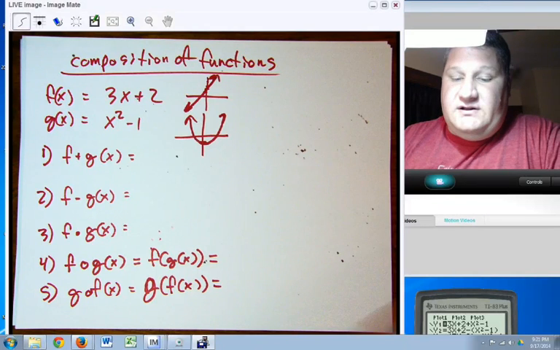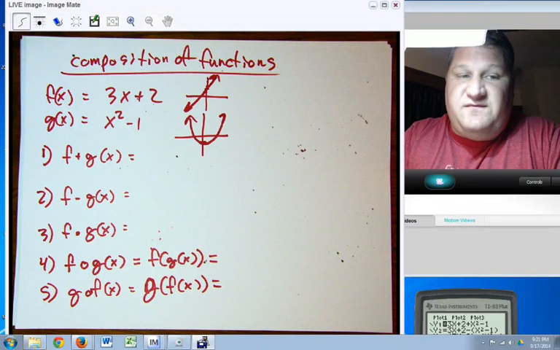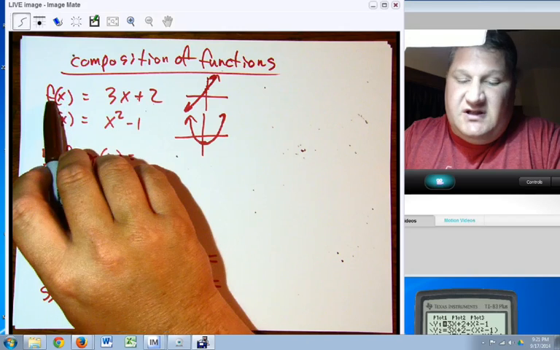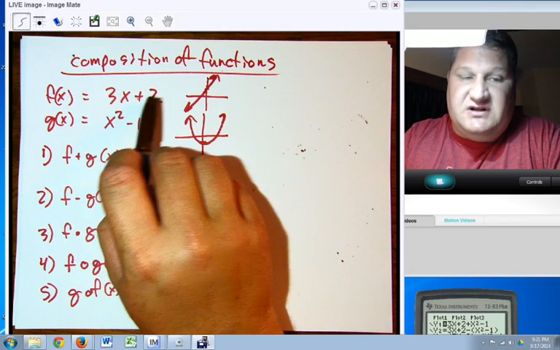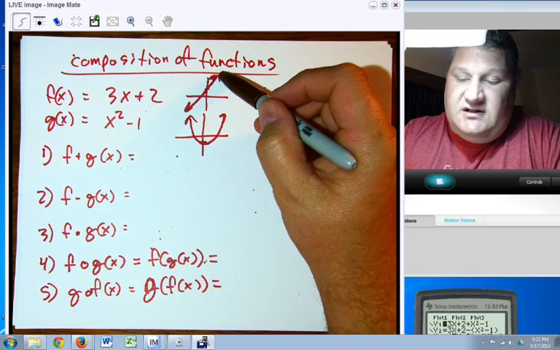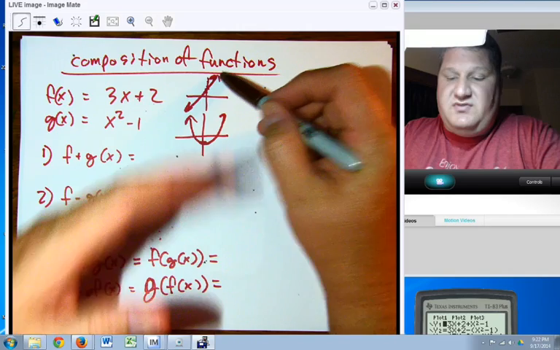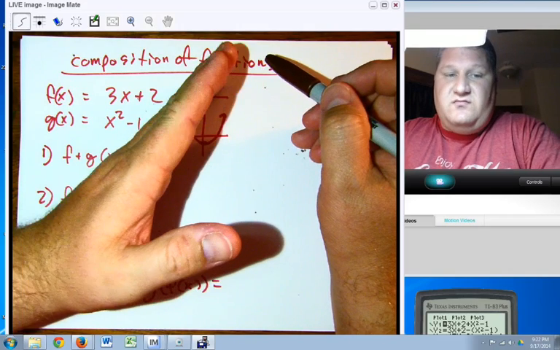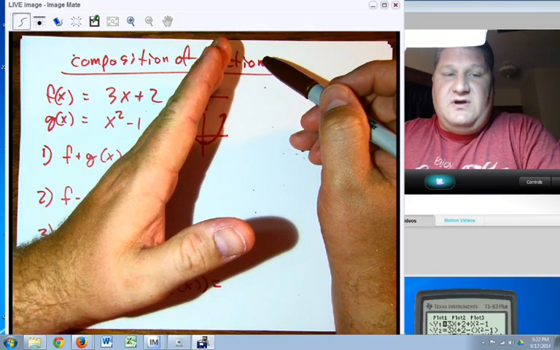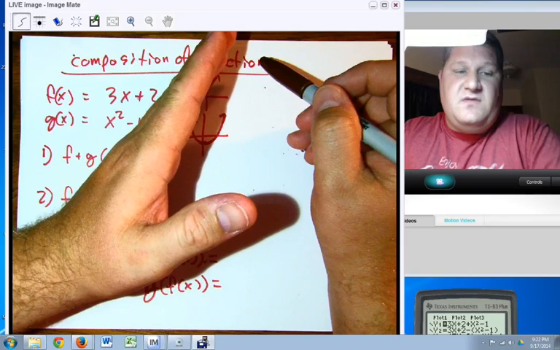All right, ladies and gentlemen, we have composition of functions. Now, a function would be something like f of x equals 3x plus 2. It's a straight line, so it's that identity function, but it has been moved with a slope of 3 and shifted up 2. So it's 3x plus 2.